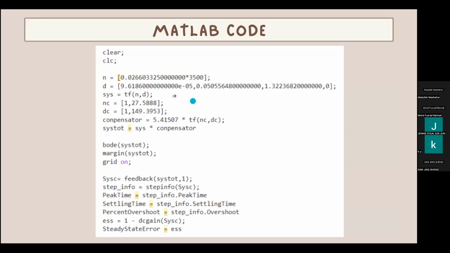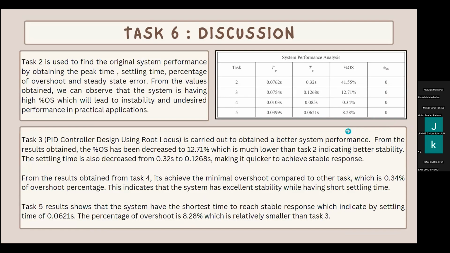So this one is the Matlab code, the numerator and the denominator, so it's the original system, and this one is the compensated system. After I substitute in, I get the Bode plot and the margins of the compensated system. So by discussion, task 2 is used to find the original system response.